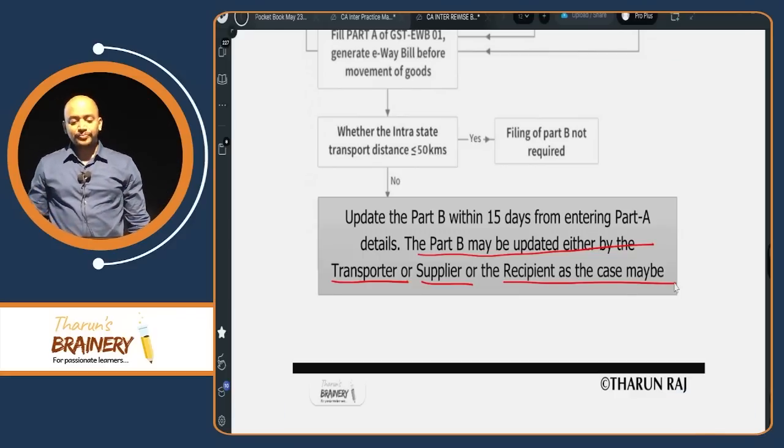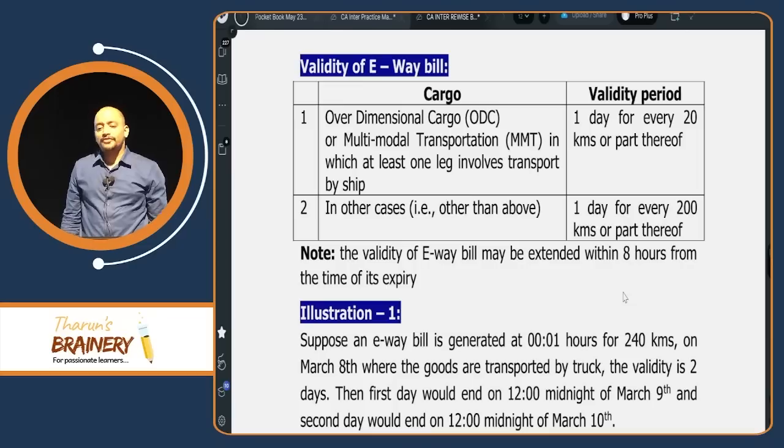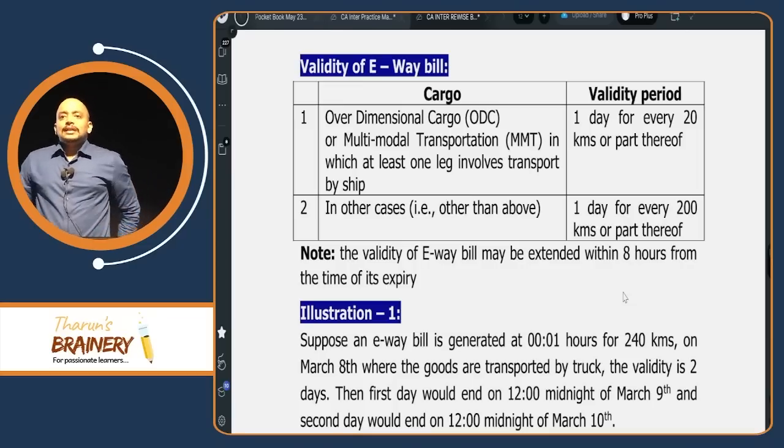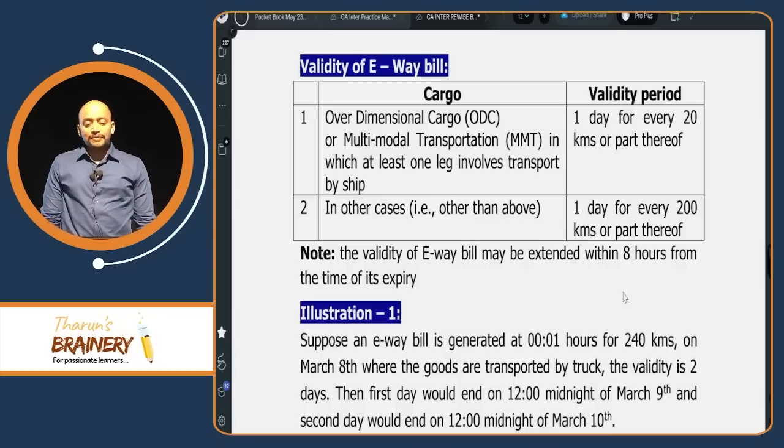Now look into the next page, validity of e-way bill. Every e-way bill generated will have a validity. So validity means within the time the vehicle should reach the destination.